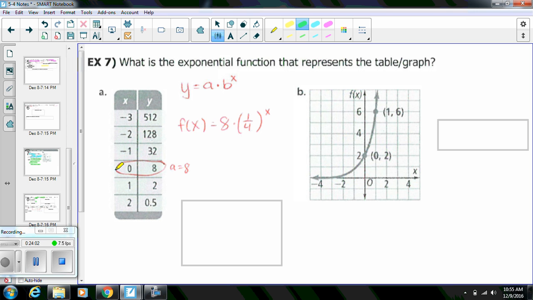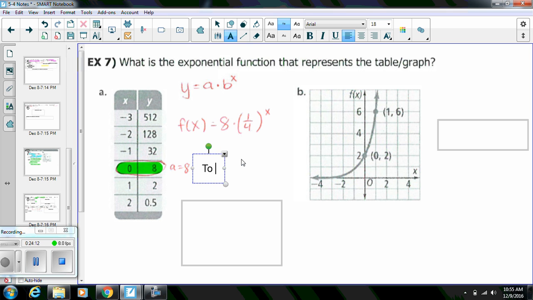So I'm going to highlight that. So to find A, look for when X equals 0. So I can write that down so we don't forget. To find A, we look at when X equals 0. All right.